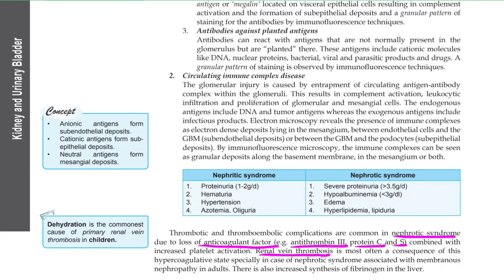Now, anionic antigens form subendothelial deposits and cationic antigens form subepithelial deposits. Neutral antigens form mesangial deposits, and dehydration is the common cause of primary renal vein thrombosis in children.